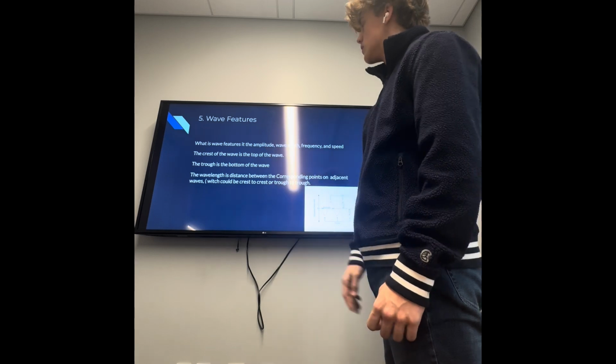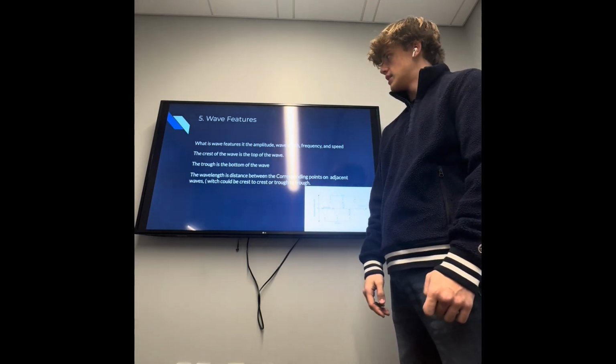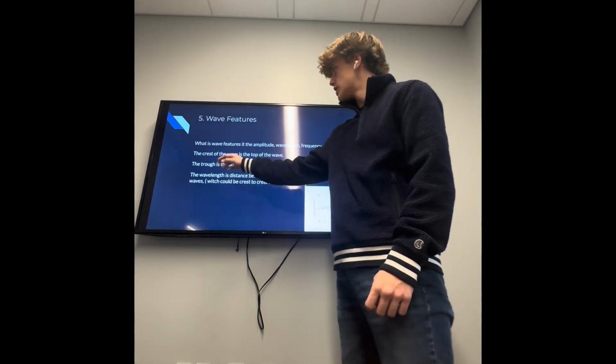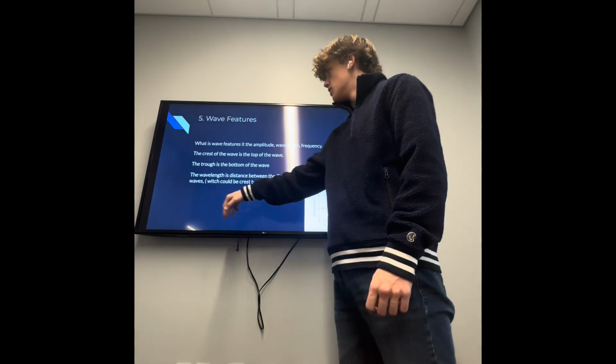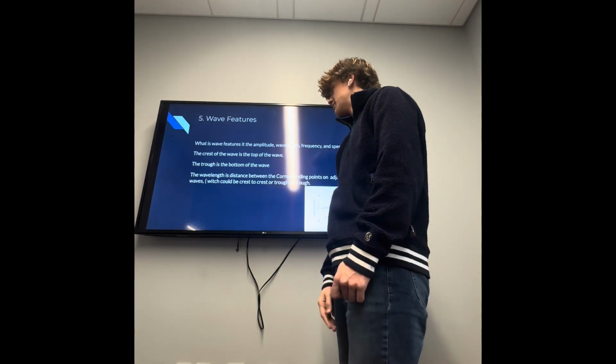Wave features. What is a wave feature? It's the amplitude, wavelength, frequency, and speed. The crest of the wave is the top of the wave. The trough is the bottom of the wave.